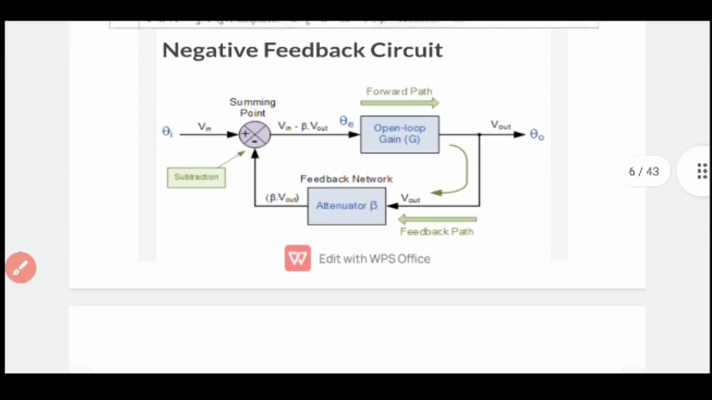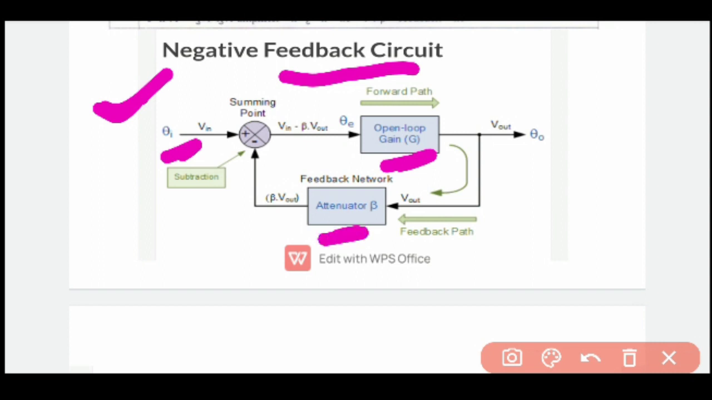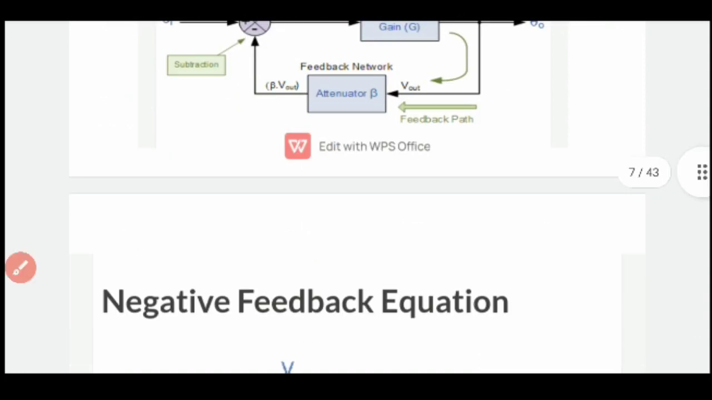Here we can see the negative feedback system, the negative feedback circuit. This is the input voltage, this is the summing point, this is the open loop gain, this is the attenuator beta, the feedback network, and the output V out. Now this is the figure of the negative feedback circuit.